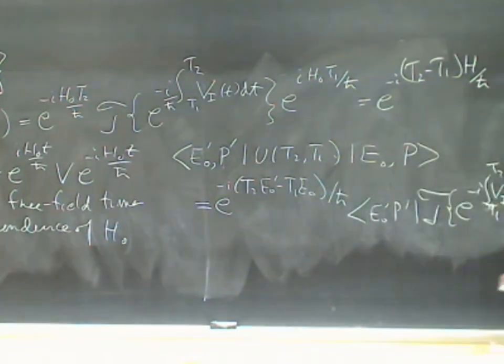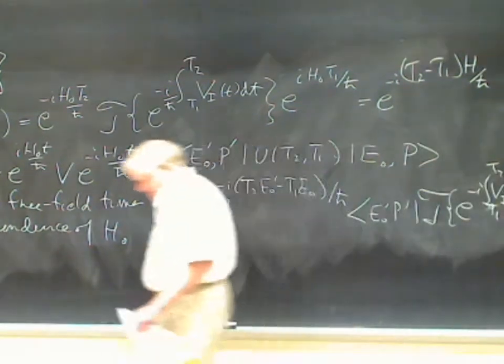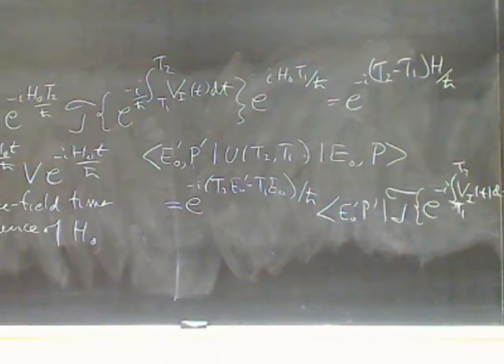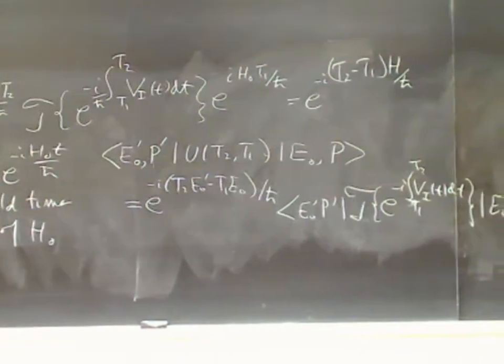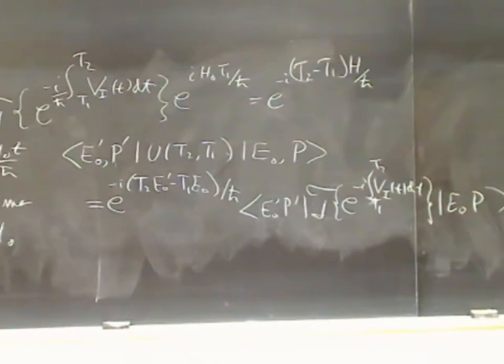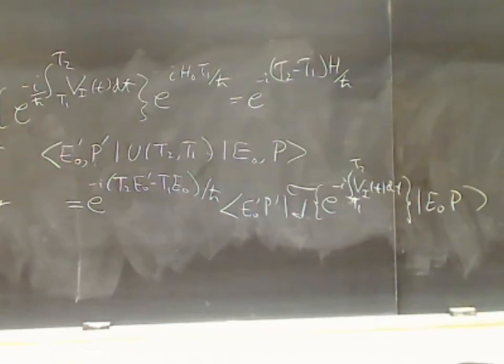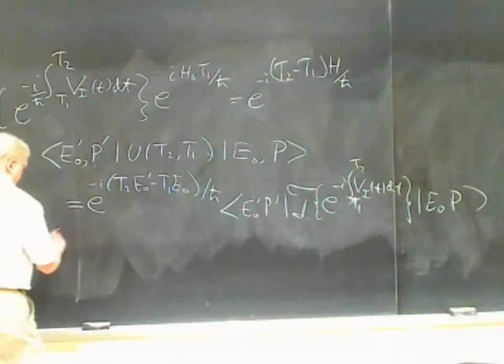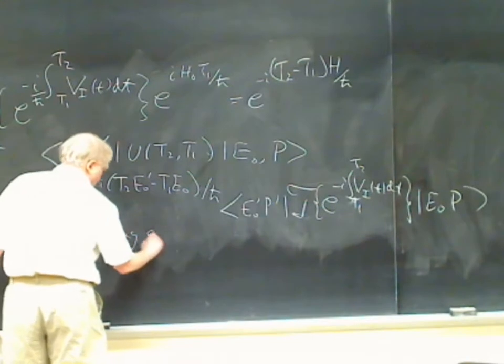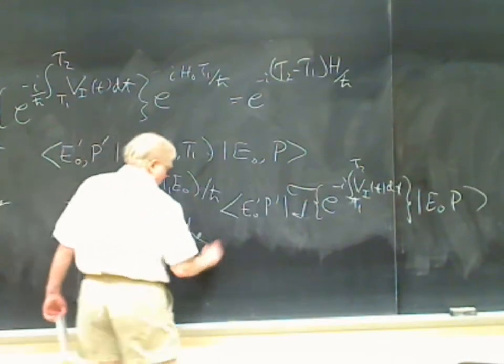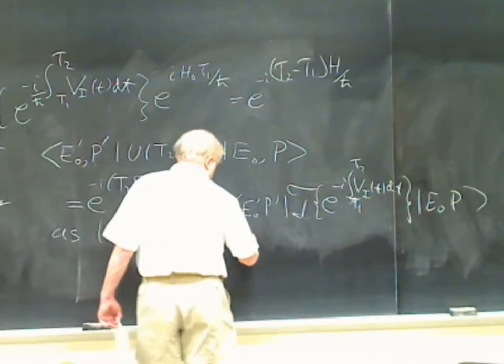E0, P. So in other words, these H0 terms in the front and the back of the time evolution operator just produce a phase factor in front, as long as we're talking about eigenstates of the free Hamiltonian, the initial and final states.